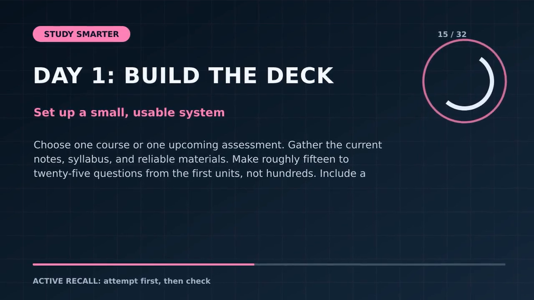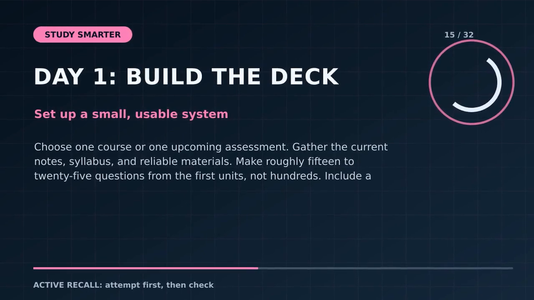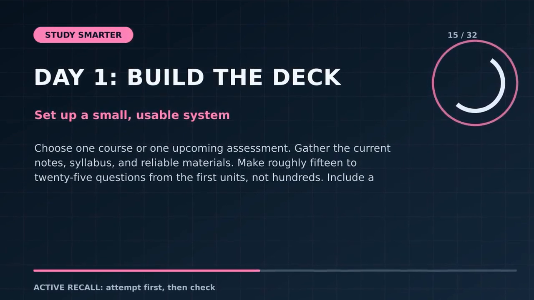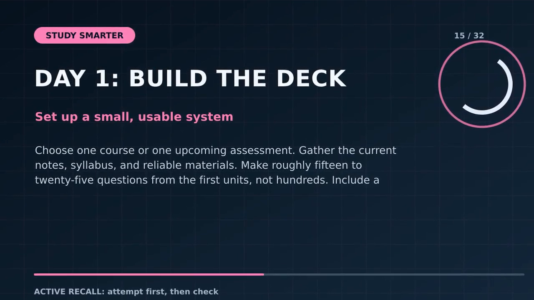Choose one course or one upcoming assessment. Gather the current notes, syllabus, and reliable materials. Make roughly 15 to 25 questions from the first units, not hundreds. Include a few easy anchors and several likely weak areas. Finish with a baseline round, answer without notes and mark green, yellow, or red. This gives day 2 a purpose.